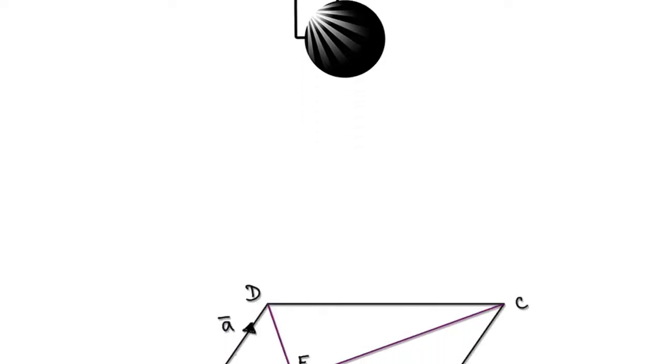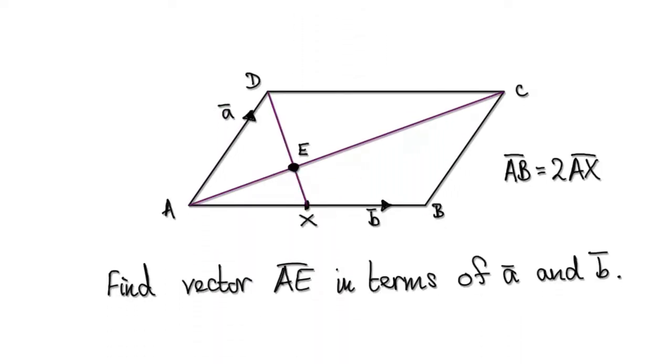Okay, let's give you guys a vector problem. So here you've got a parallelogram. ABCD is a parallelogram, and X is a midpoint. X is the midpoint between A and B.